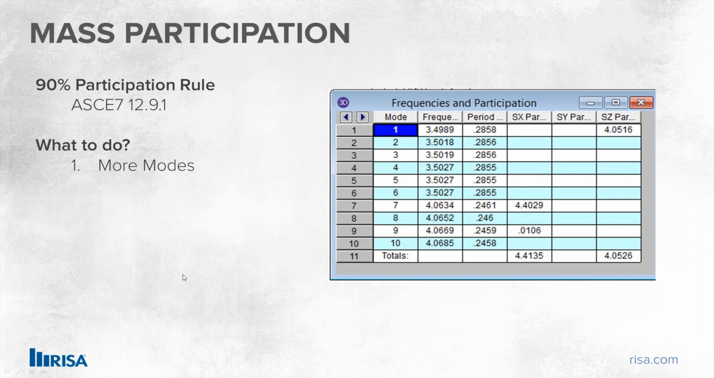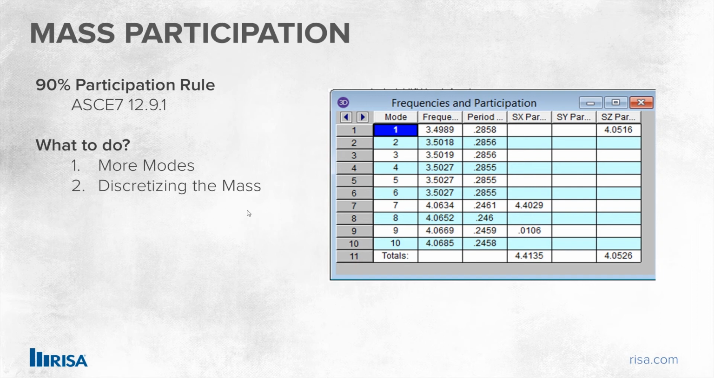Depending on the model, this is a little less painful if it's a smaller model. If it's a bigger model, maybe that's a little harder because it takes more time to run. But it is the quickest way because you can just change the number there, run the model again, and see how many modes contribute to get that percentage.